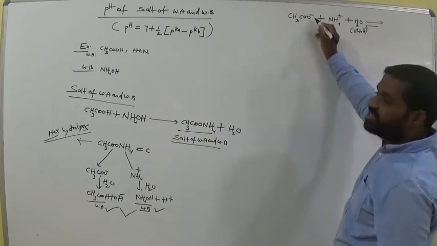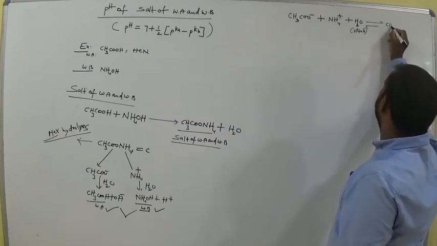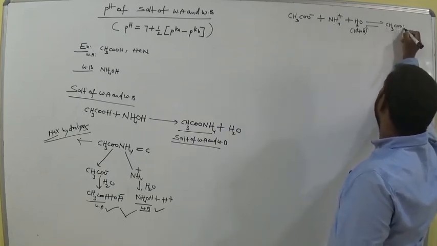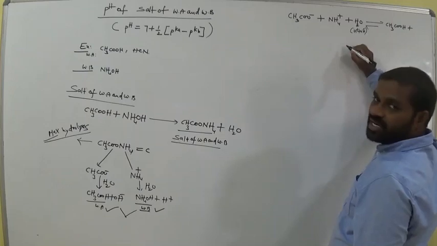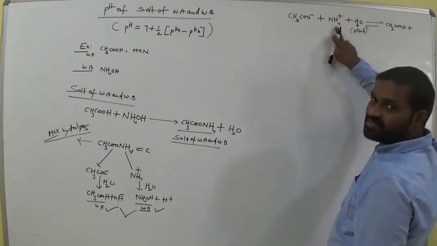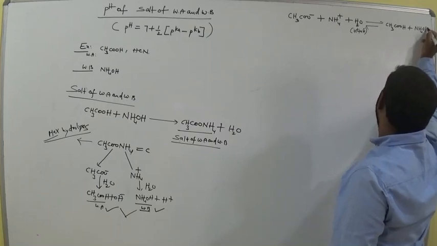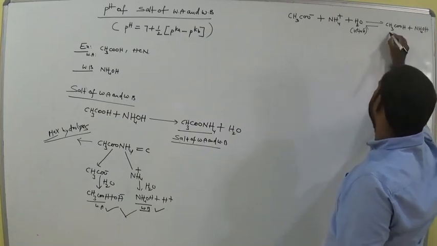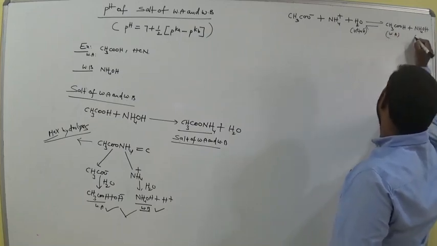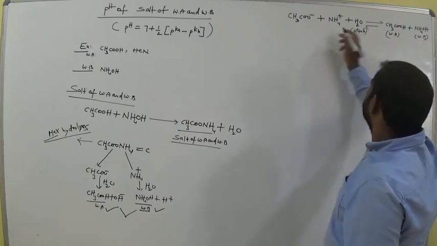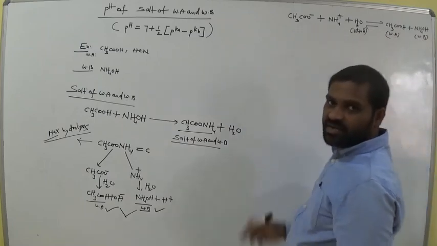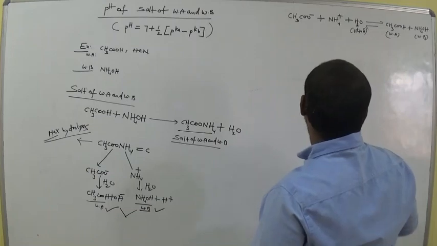Now this H plus with this CH3COO minus, am I right? What does it give? CH3COOH, clear? Now this OH minus with this NH4 plus gives ammonium hydroxide. This CH3COOH is a weak acid, am I right? Now this NH4OH is the weak base. Now this is the salt of a weak acid and a weak base, am I right? Okay.